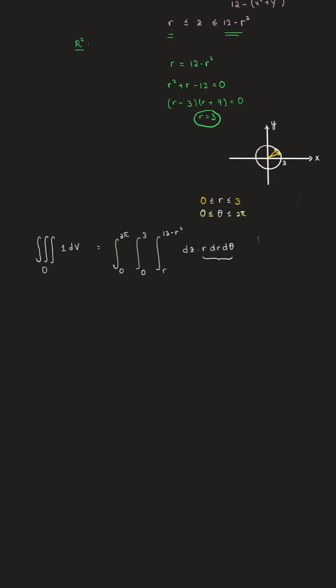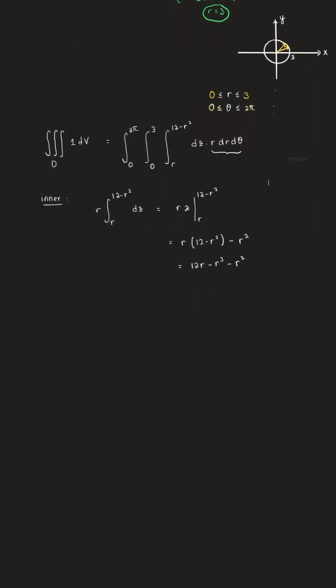r is a constant when we're integrating with respect to z. So for the inner integral, I'm going to leave r on the outside and write the integral from r to 12 minus r squared dz. So this is just r times z from r to 12 minus r squared. And that's going to give us r times 12 minus r squared, minus r times r, which is r squared. And so we've got 12r minus r cubed minus r squared.